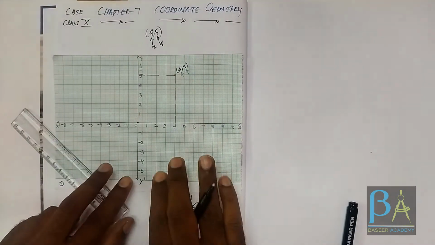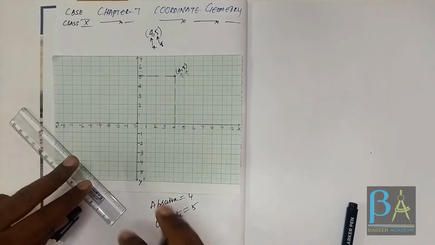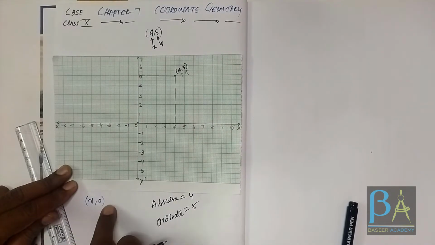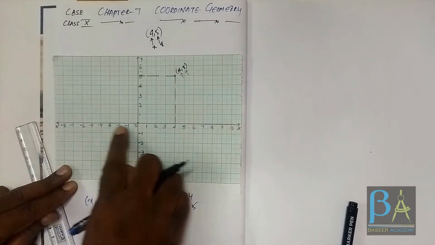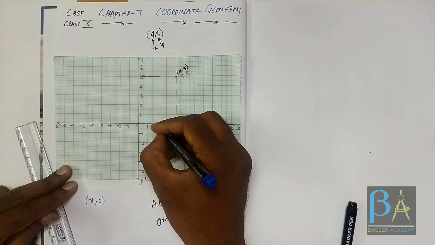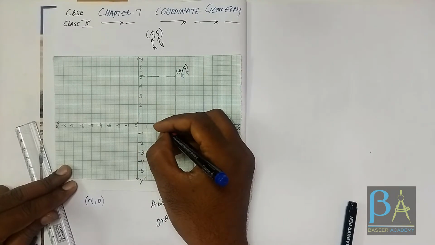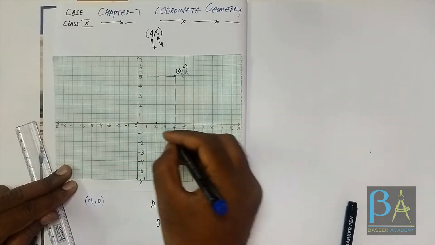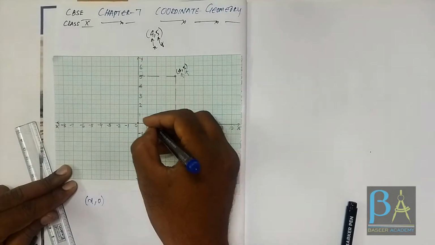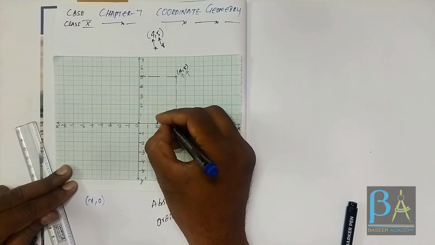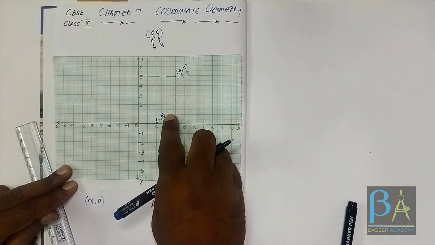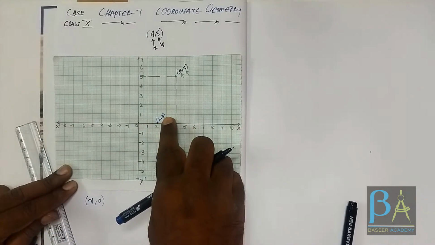So the distance of this point from the y-axis is 4 and the distance of this point from the x-axis is 5. A point on the x-axis is of the form x, 0, because obviously on the x-axis the y coordinate will be 0. If I want to read what this point is, the x on the x-axis says 2, and then if I go towards the y-axis, it says 0. So any point on the x-axis will be of the form x, 0, because on the x-axis the y coordinate is 0.